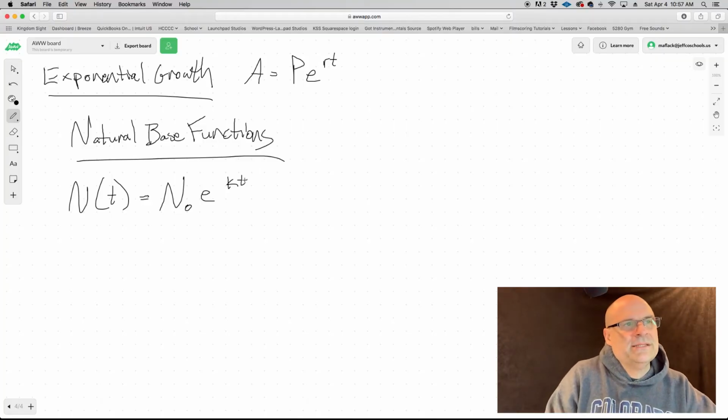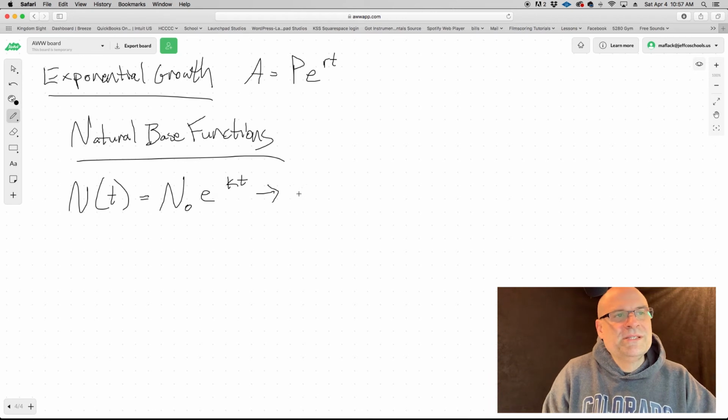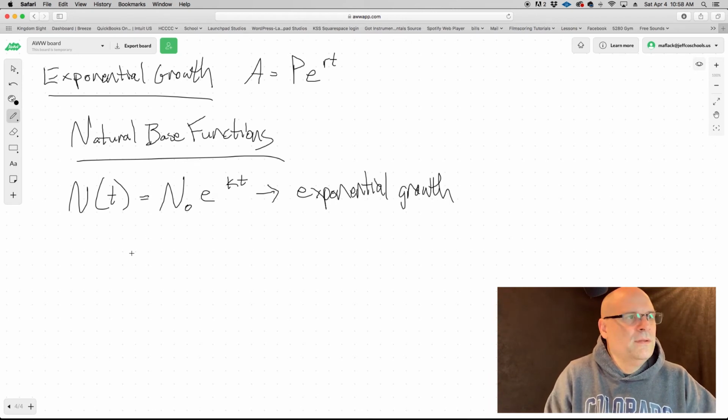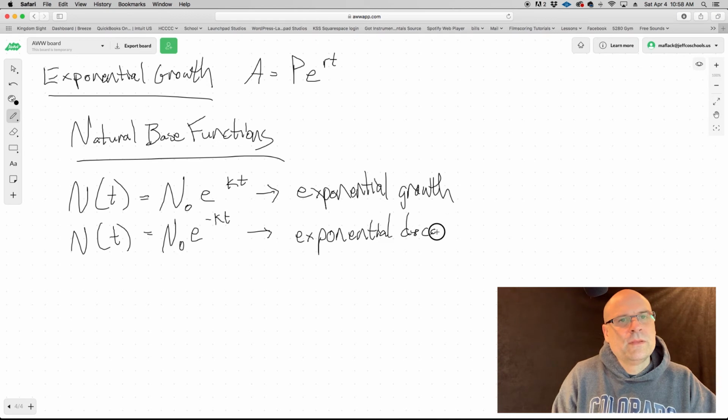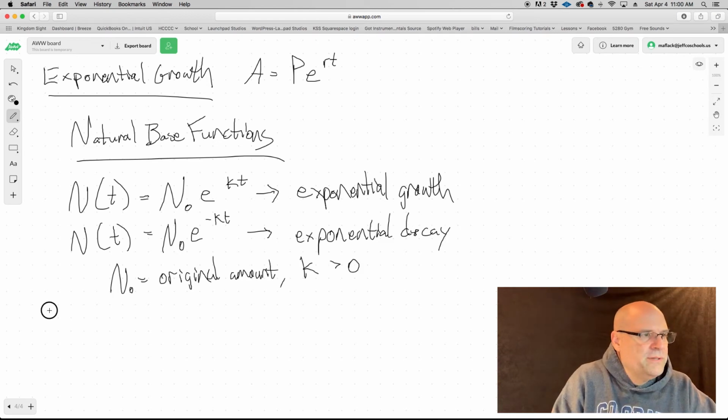Cute. We're older now. So k just stands for a constant, okay? So this represents exponential growth, okay? This guy represents exponential decay.